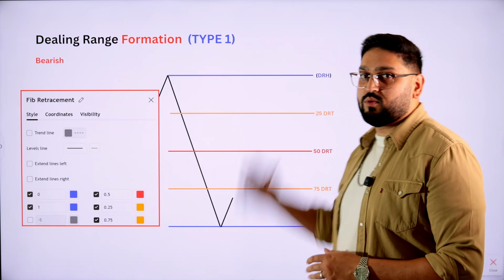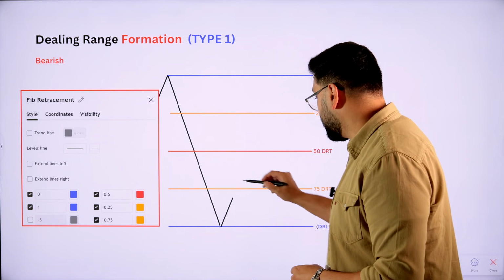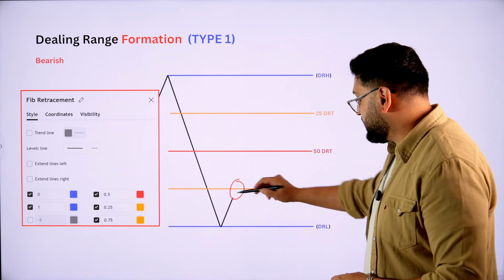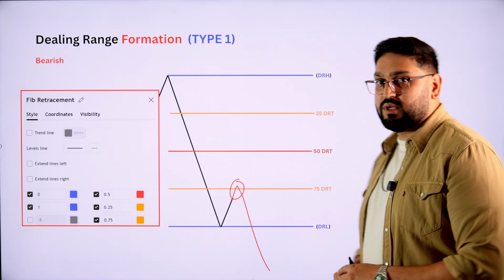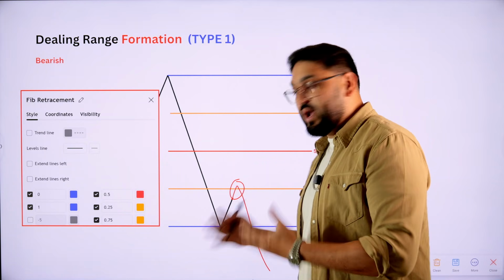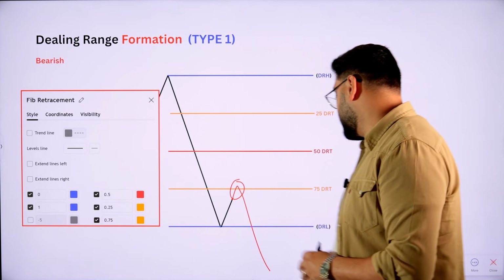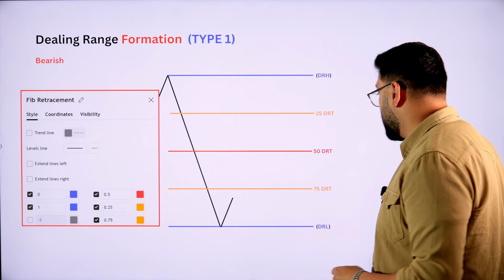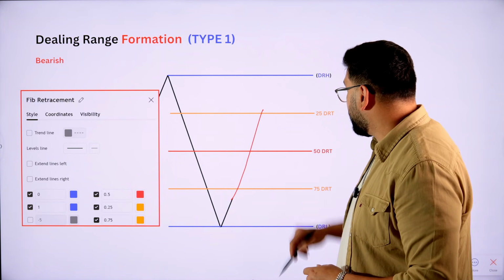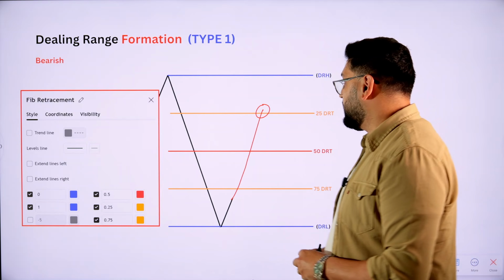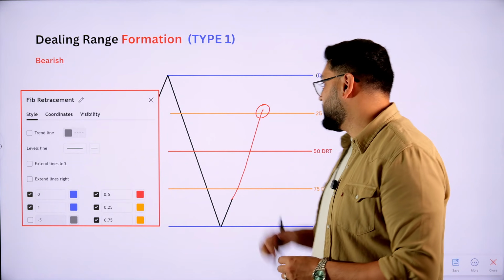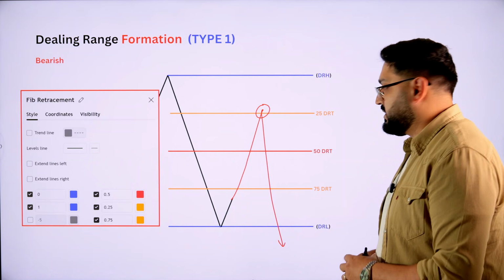But the market doesn't always go up to a premium. Sometimes it can get to this 75 DRT level and it can just drop lower. Now there's going to be conditions when and where this happens, and I'll touch on a few of those towards the end of this video. Alternatively, the market can also go as far as that 25 DRT level, find some element of resistance here, and then drop and continue lower.